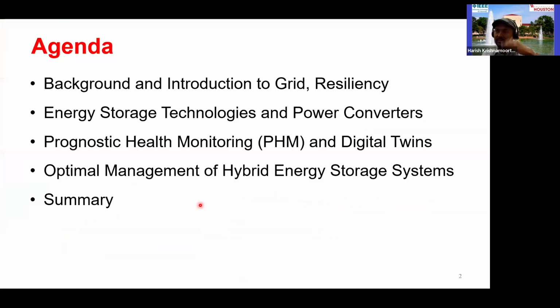Just a bit of agenda. We'll talk about the grid resiliency and some of the energy storage technologies, and briefly touch upon the health monitoring standpoint that we work on, and optimal energy management.